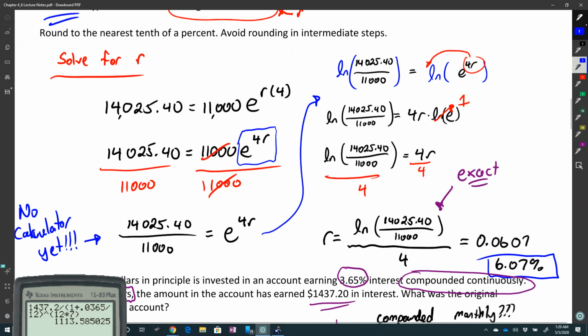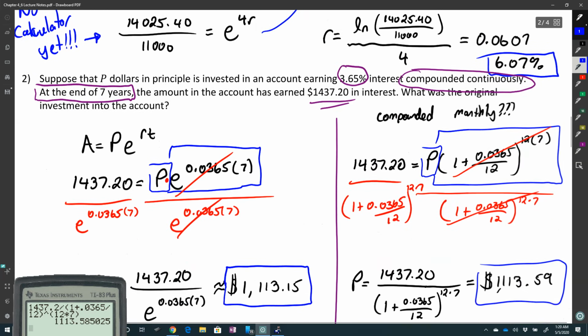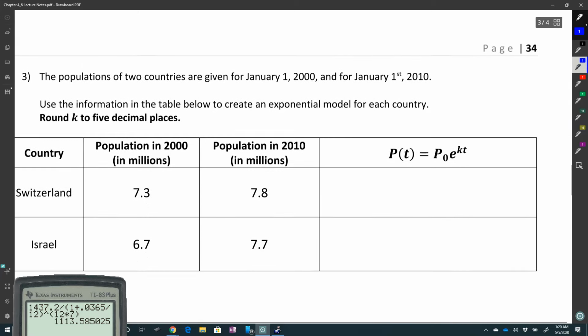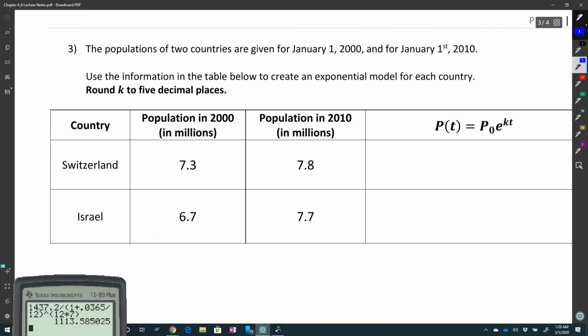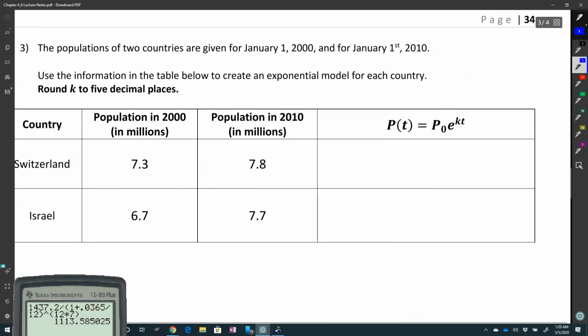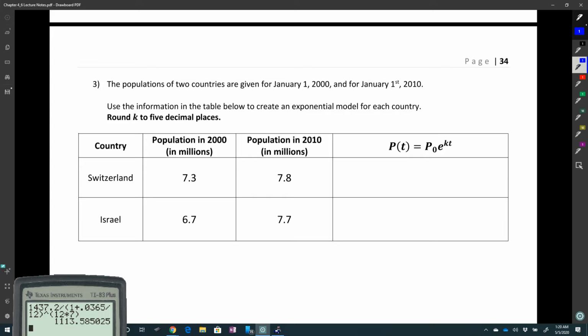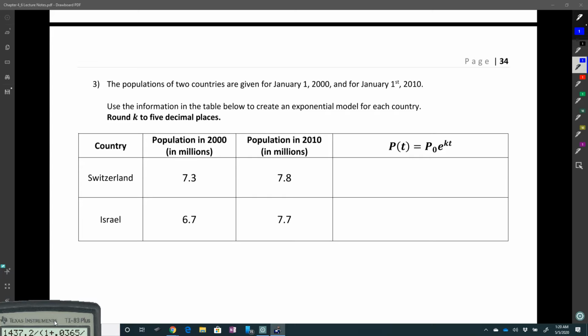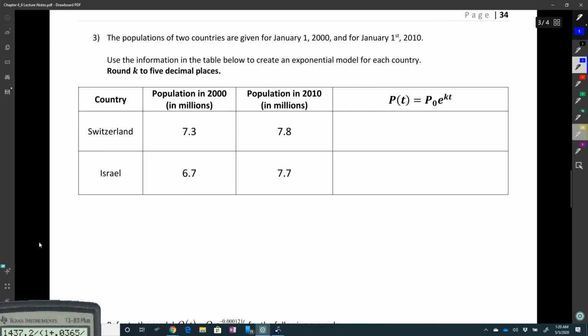All right. So let's keep chugging. The population of 2 countries are given for January 1st. There are some very similar problems on your lab, so please do this one. Okay. Use the information to create an exponential model. So we're going to create a model of the country, and we're going to do each one separately. Each one's its own problem. I'm going to call this problem A. I'm going to call this problem B.